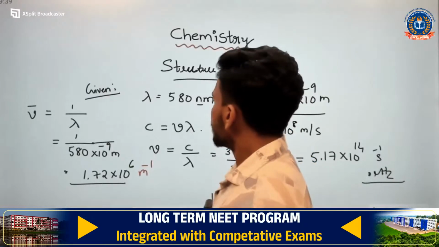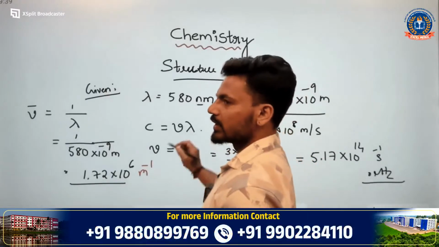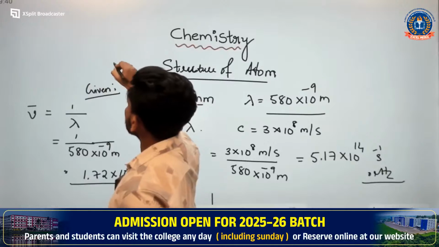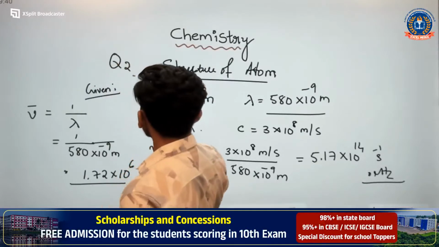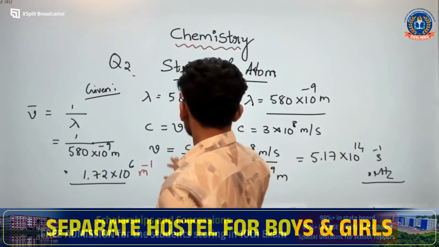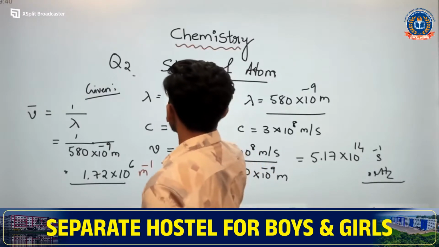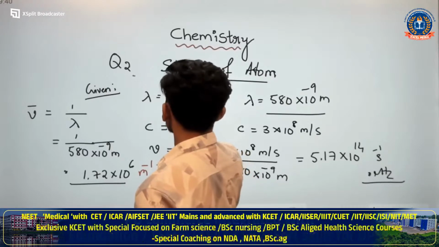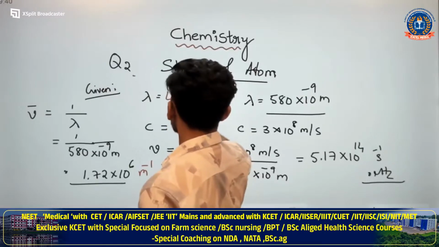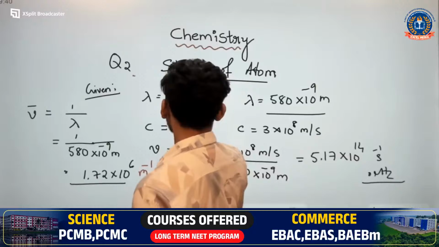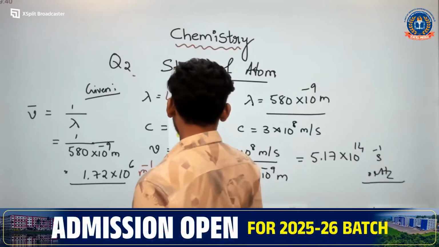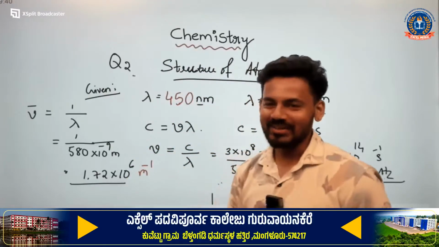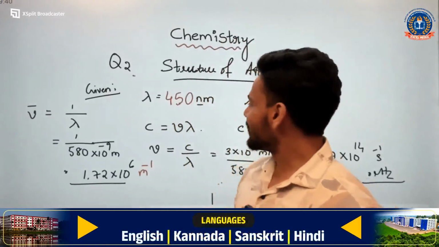So one more problem I will give you. Just you have to change this value. Okay, so you change the lambda and you get a new question. Okay, question 2. In question 2, you take out 580 and what should you do, students? Take out 580 and put 450. Okay, 450 nanometer. You have to change the value.